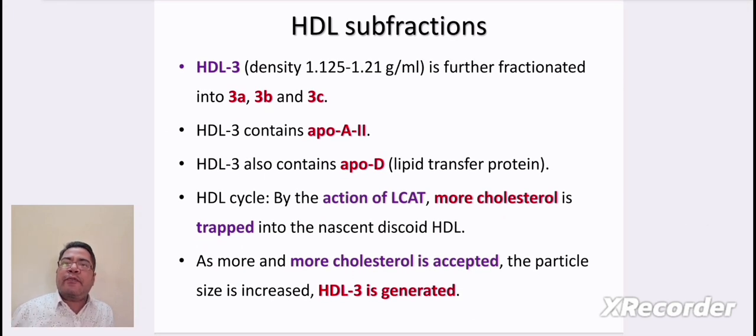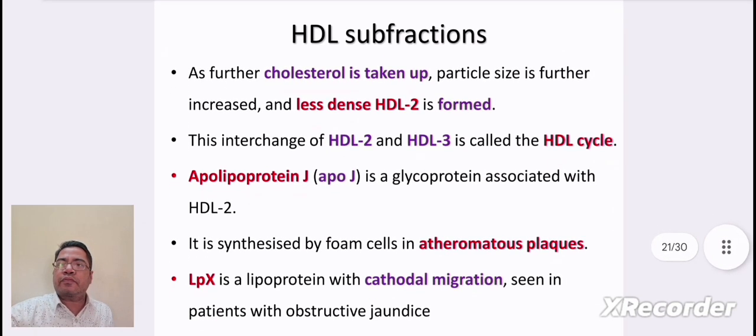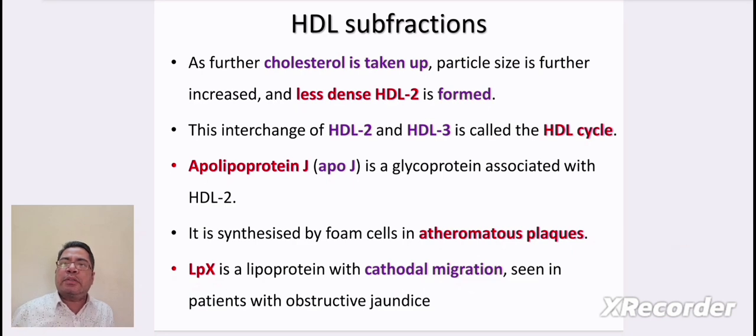HDL3 is fractionated further into 3A, 3B, and 3C. It contains ApoA2. It also contains ApoD, which is a lipid transfer protein. By the action of LCAT, more cholesterol is trapped into the nascent discoid HDL, as we have seen in the diagram earlier. As more and more cholesterol is accepted, the particle size is increased and HDL3 is generated. As further cholesterol is taken up, particle size is further increased and less dense HDL2 is formed.